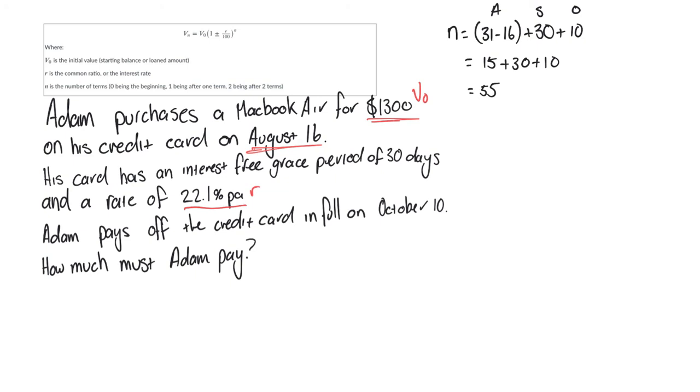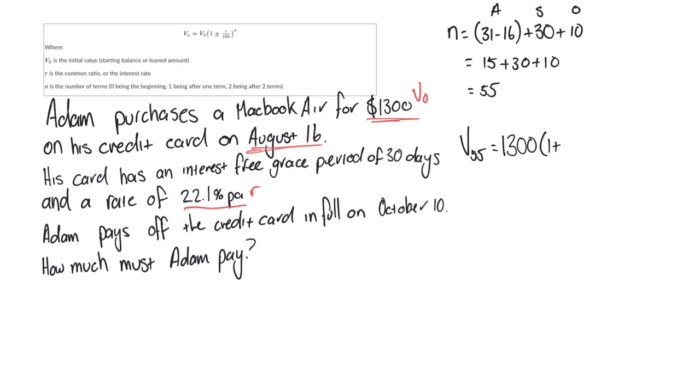Now, the interest-free grace period was 30 days. So yeah, unfortunately, we'll miss out on that. We'll definitely have to work out all the interest because we paid it too late. So let's go ahead and figure out, well, how much do we have to pay in total? So we are going to work out V55. So V0, so that's our starting amount, or how much we purchased, how much we borrowed. That's $1,300 for that shiny new MacBook Air.